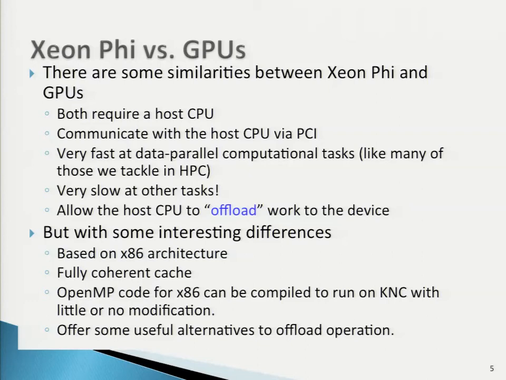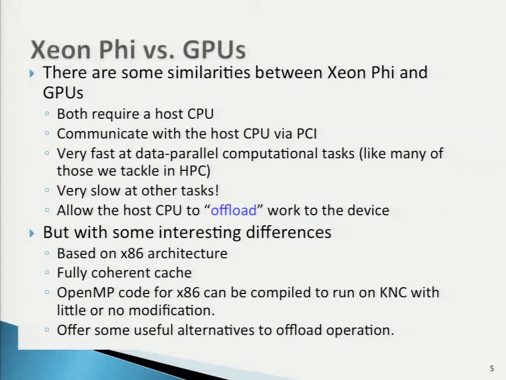The first is it's based on x86 architecture, which feels quite familiar. They have fully coherent caches. I spoke about this earlier. And you can get an OpenMP code that's written for your Sandy Bridge, and you can compile it to run on the Knights Corner natively with little or no modification. And I've found this with quite a few codes. You just use the Intel compiler, you pass an extra flag, and it compiles. That doesn't necessarily mean that it's going to run very well. You might have to make modifications to get good performance. But at least making the first step in porting your code isn't too hard.